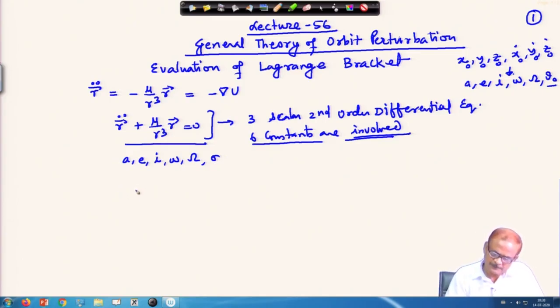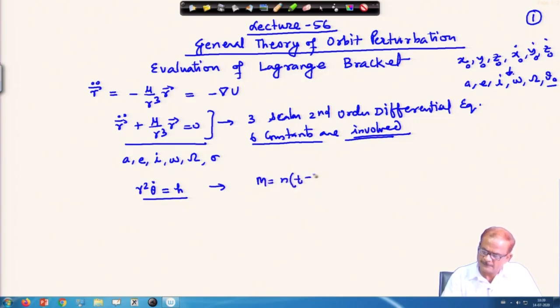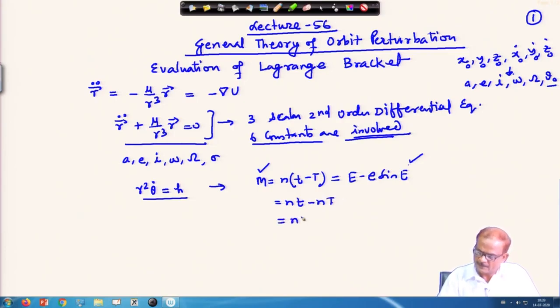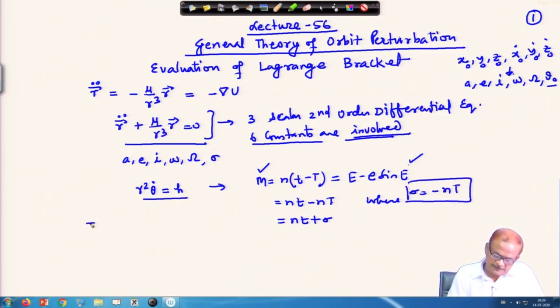If you look into Kepler's equation that we have written, we solve this equation and while integrating, we got it in the form M equal to n t minus t equal to E minus e sin E, where E is the eccentric anomaly and M is the mean anomaly. The quantity n t minus, we can write as n t plus sigma, where sigma equal to minus n t, and t is called the time of perigee passage.